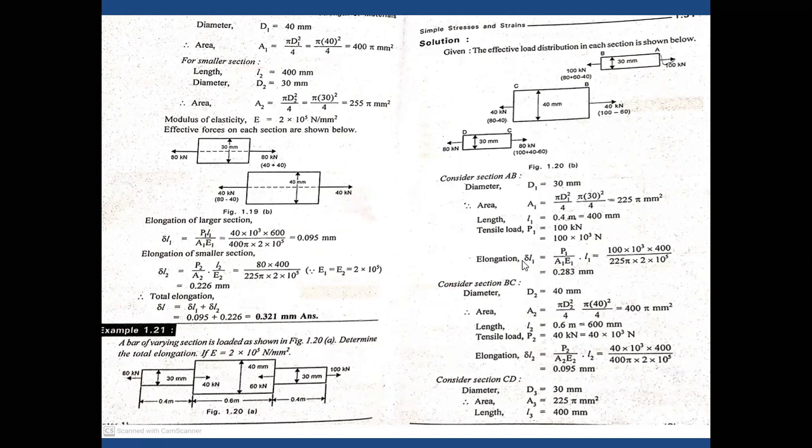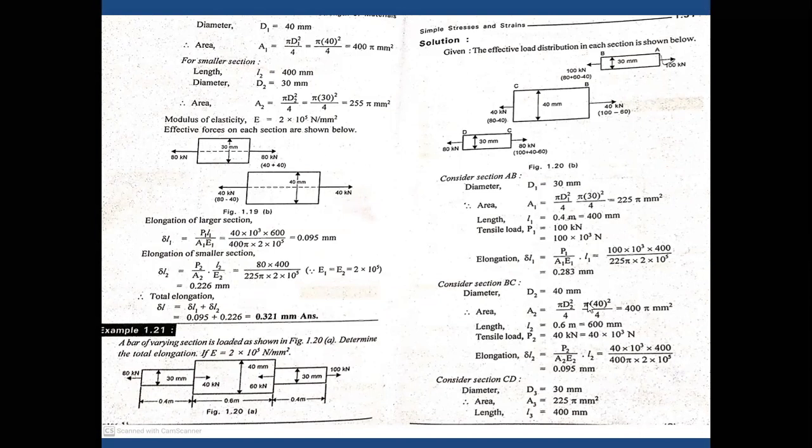So while we analyze each section individually, the change in length will be P by A into L by E. Okay, this is the formula. Then for the second section, as usual, D equals 40 mm, the area will be pi by 4 d square, and the length will be 0.6 meters. We need to convert the units from meters to millimeters by multiplying by 1000.